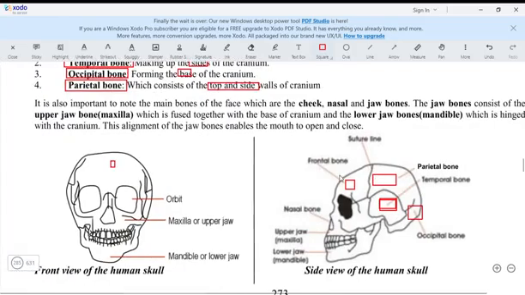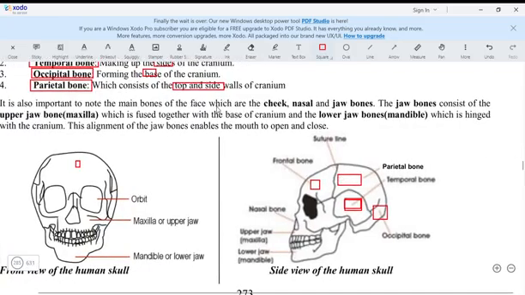Now it is also important to know the main bones of the face. We have the cheek bone, we have the nasal, that's from the nose, we have the jaw bones. The cheek is part of the face. The nasal, talking about the nose, then the jaw bones, the maxilla and mandible.